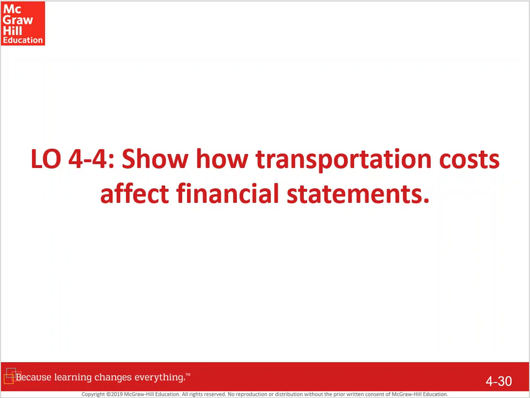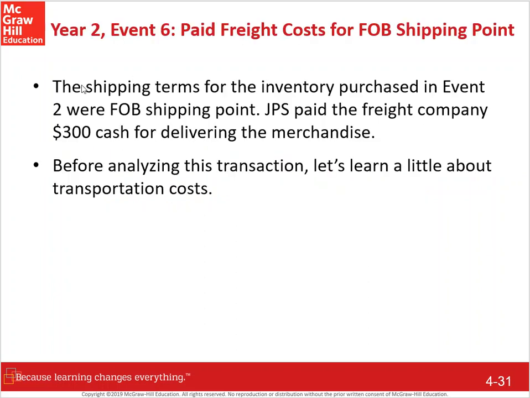So our next transaction tells us the shipping terms for the inventory purchased in event two were FOB shipping point. Well, we don't know what that means yet, but we're gonna have to figure it out. JPS paid the freight company $300 cash for delivering the merchandise. So let's learn a little bit more about transportation or freight terms.